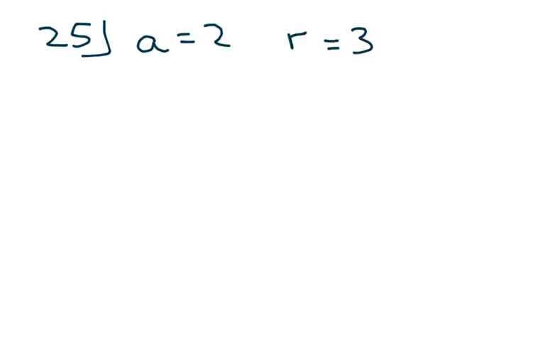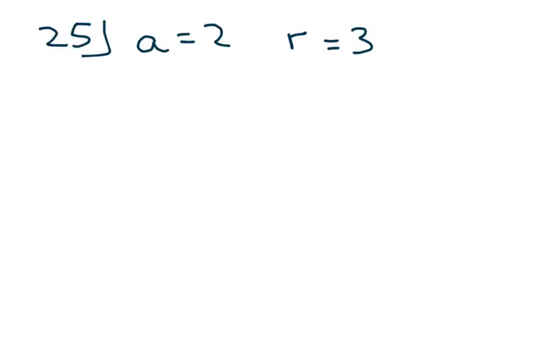Now, the kinds that are going to really be on your test are, we've got to find the fifth term and the nth term of the geometric sequence whose initial term, a, and the common ratio are given. So we have 25. 25 says a, which is the first term, equals 2, and r equals 3. So all I'm going to do is use my formula.